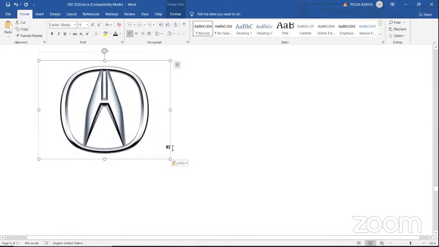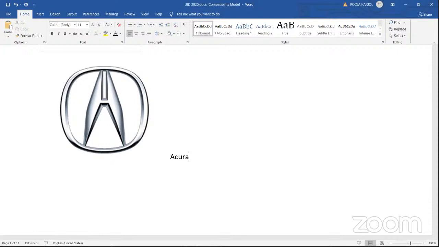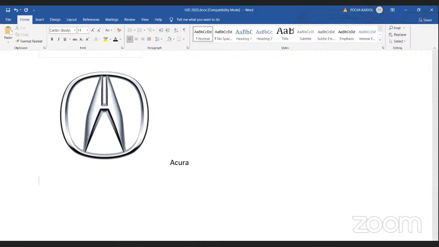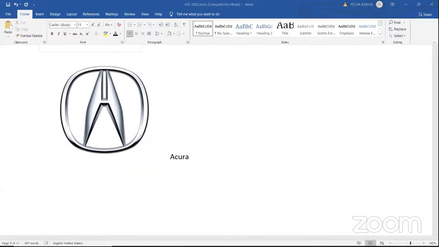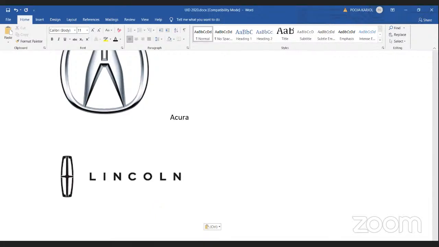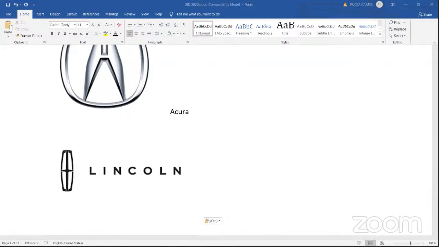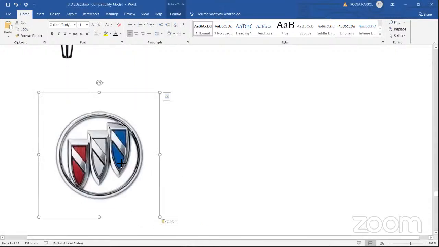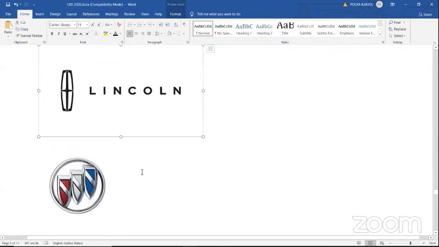This is Acura. You can see the A in it. This one is Lincoln. Keep track of the Lincoln logo also, car logos also. It has also changed a little bit. This is the old Buick logo up until 2002. In 2002, they adopted the all silver design.